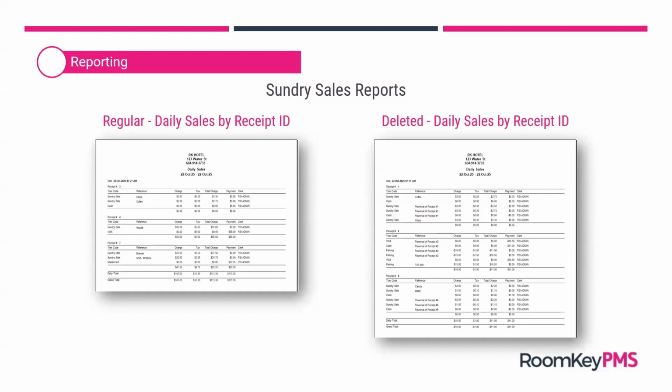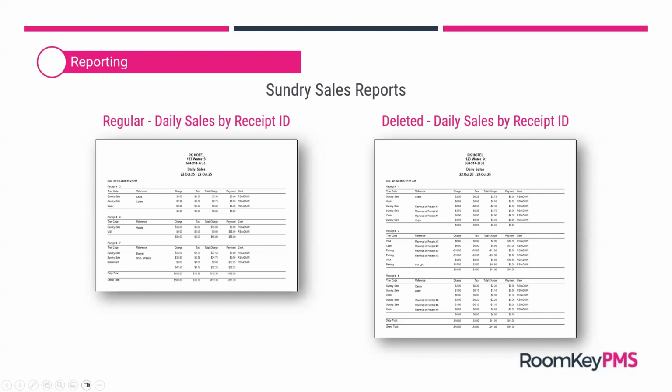Another type of report that is available in the Sundry Sales module is the Daily Sales by Receipt ID, and there's actually two versions of this report. The regular version is the default option here. So when you go to Sundry Sales, the reports menu, and select Daily Sales by Receipt ID, this report is going to print out and show you all of your sales for that day. And it's going to group them by receipt ID. So this example here shows receipt ID 3, 4, and 7.